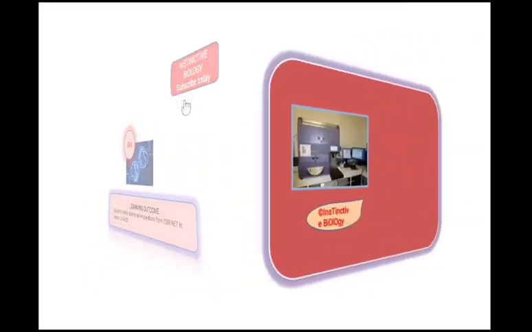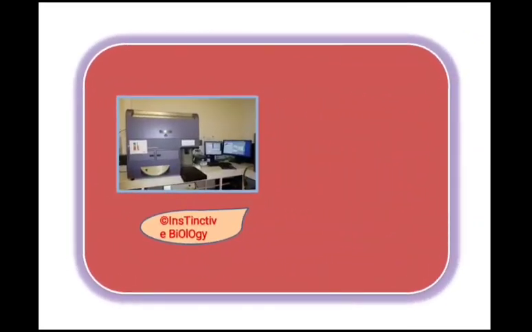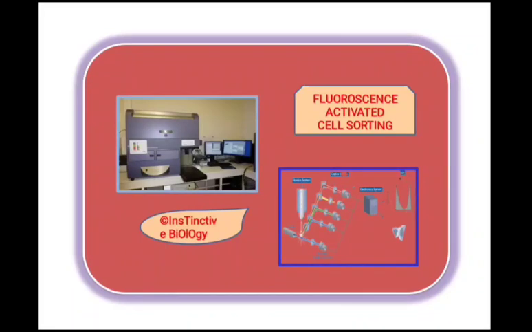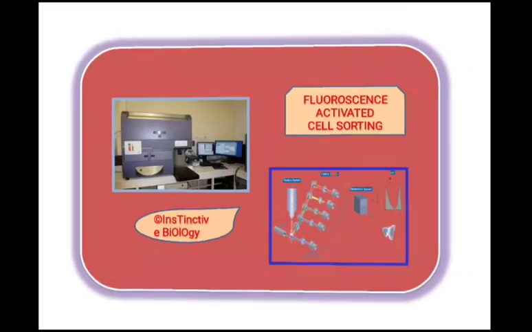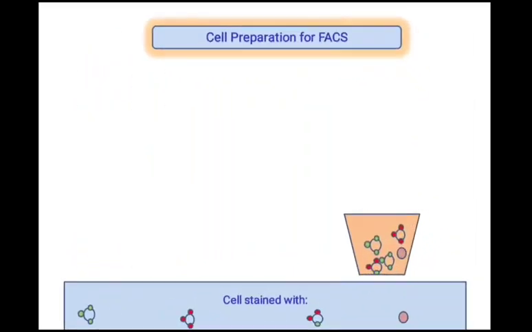Fluorescent activated cell sorting is an instrument which is used extensively in cell biology and immunology. In this instrument, we have cells which are having specific antigens on their surface. Now, these are the cells having specific antigen. Suppose the first cell has A antigen and the second cell has B antigen on the surface.